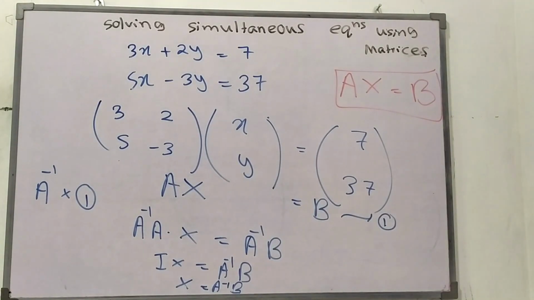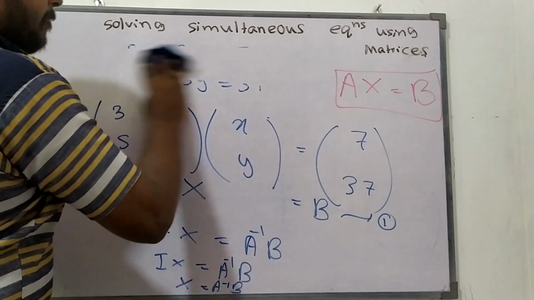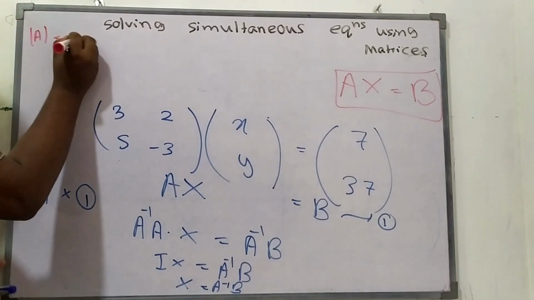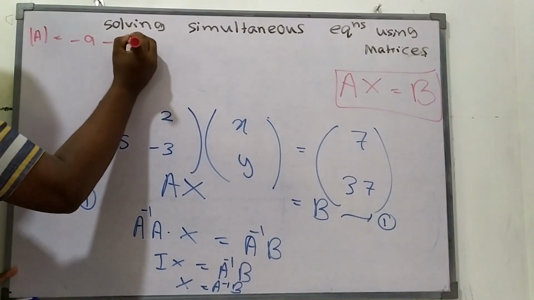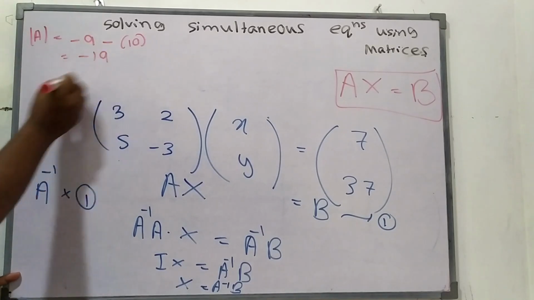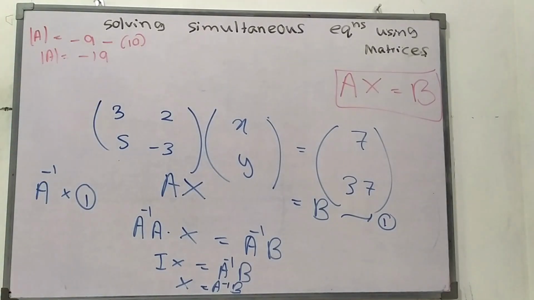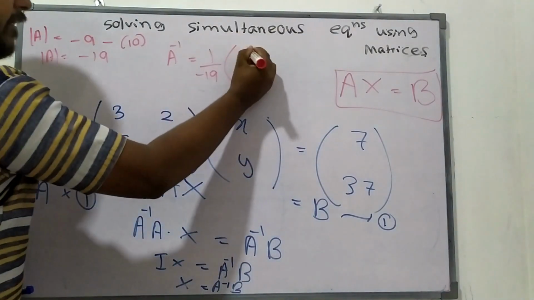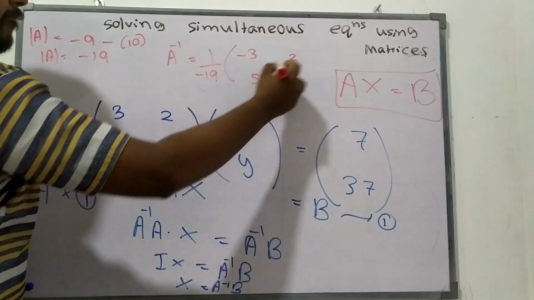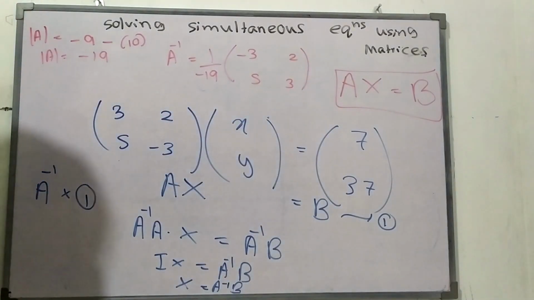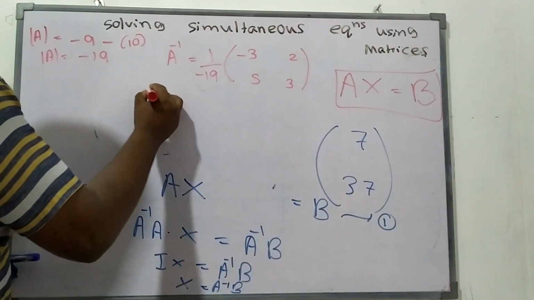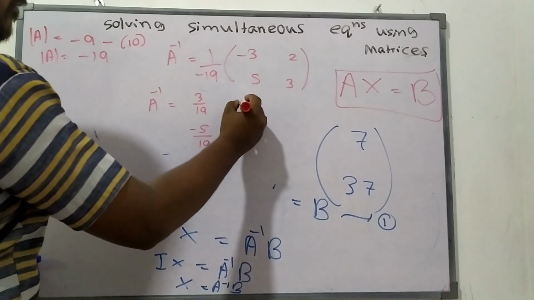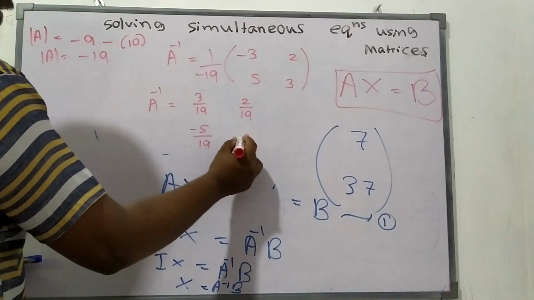Then I'm going to find the A inverse. To find the A inverse, we just need the modulus. 3 into 3 it's 9, minus 5 into 2, 10, minus 90. And A inverse is 1 over minus 90, you have to separate. Minus 3 plus 3, 2 and 5. Then A inverse will be 3 over 19, 5 over 90, 2 over 90, 3 over 90 minus.